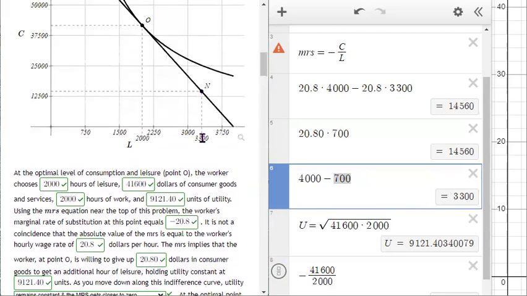Okay, so that 700 hours is right here. This value here is 4,000. 4,000 minus 3,300 is 700. So from here to there, my hours worked is 700, and my leisure is 3,300. So that puts me on this point N here, and my consumption level is only 14,560. So my leisure is 3,300.